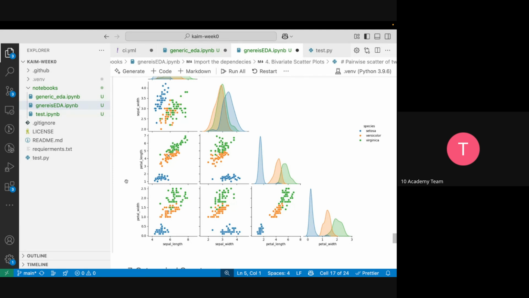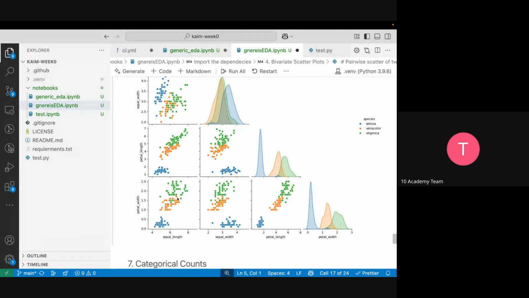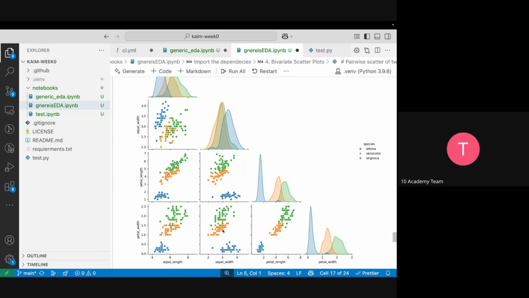Sorry. So yeah, this is just the multivariate analysis, which helps us take a look at how each, just analysis of more than two or almost all of the columns. Okay.